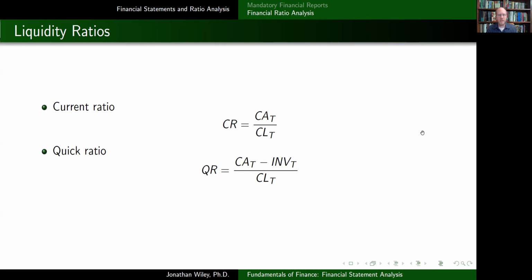And the idea behind the current assets is current assets are things that you expect to be able to convert to cash within about a year. And current liabilities are things you expect to generally have to pay within about a year.